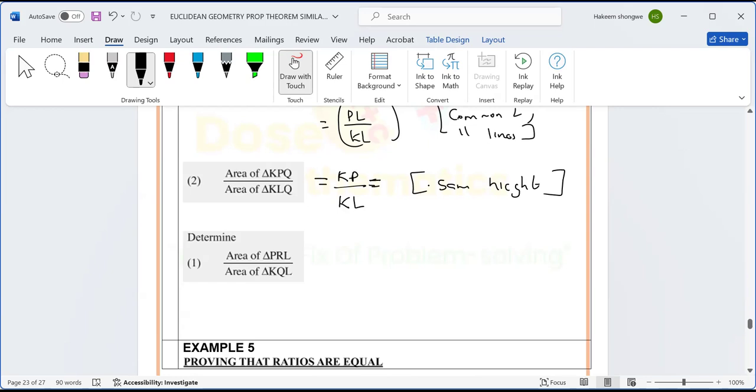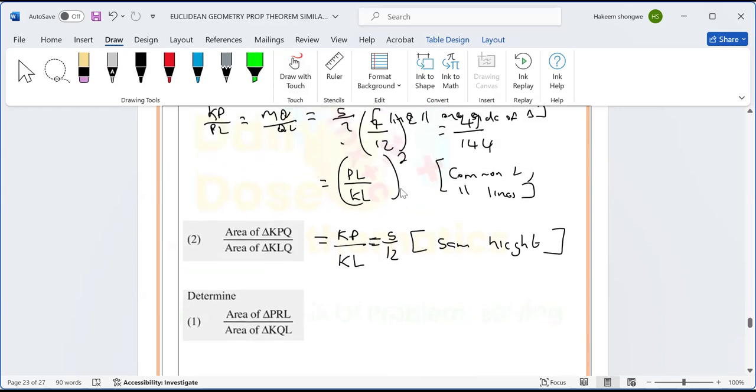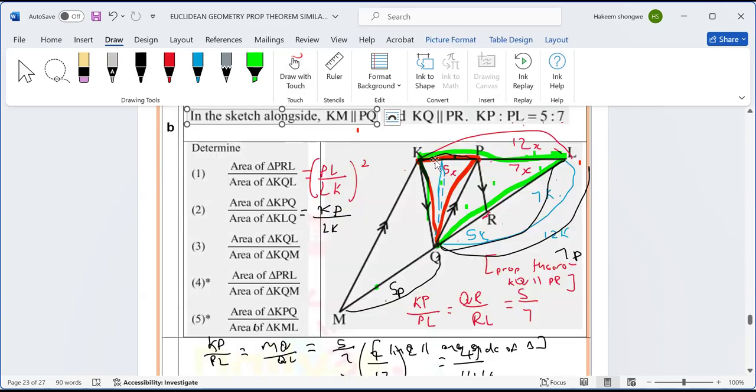If these two triangles don't have the same height, then their bases are not going to be in proportion. So what do we have, SKP? It's 5 over 12. Let's check. So it's 5 over all of 12. So it's still nothing special.